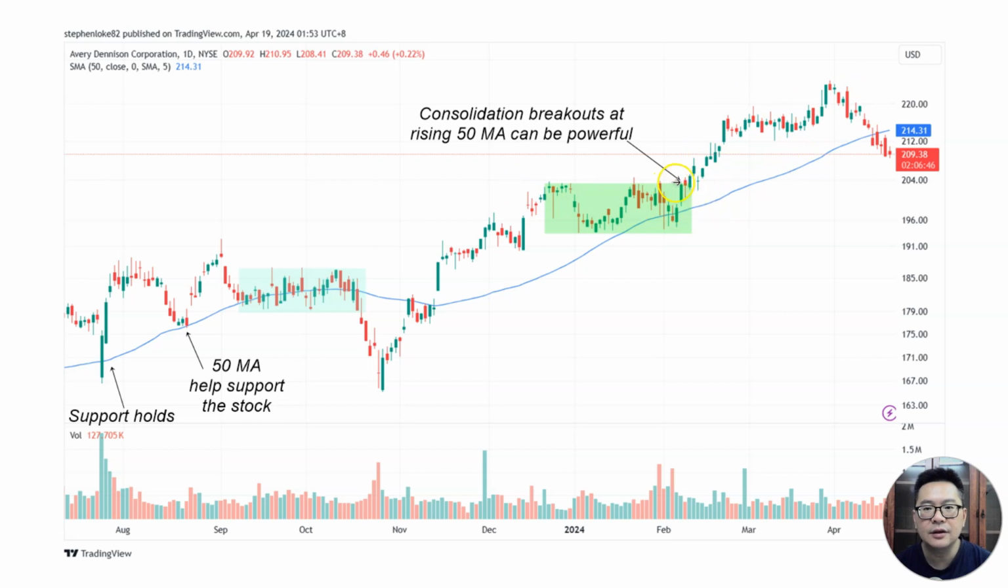This is a consolidation breakout. And when you see a stock meeting the rising 50 MA and it breaks out of a consolidation, this can be very powerful. It can be tradable. You can often buy as it breaks out, put the stop loss below the entire consolidation, and it can rise up.